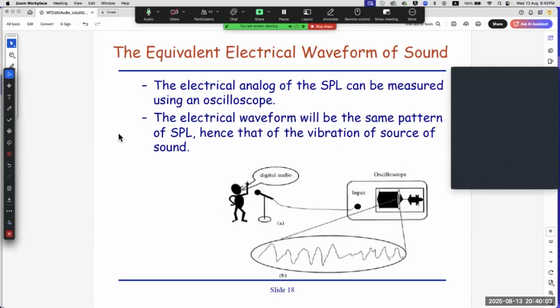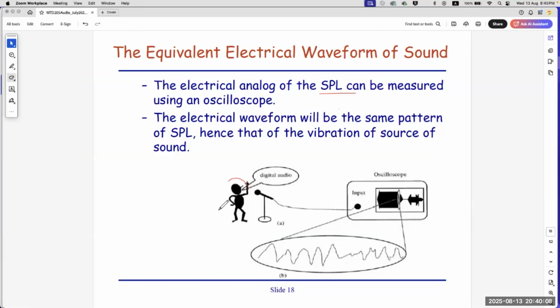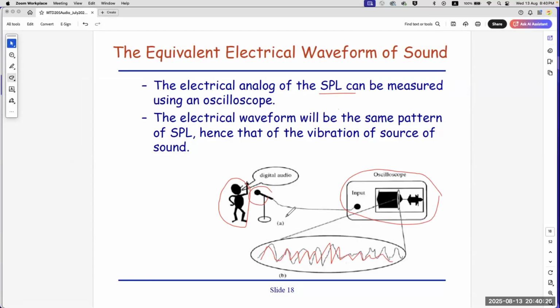And of course, last but not least, before we call a short break, is sound pressure level. If this is you, of course, you're much more beautiful and handsome than this guy here. When you sing a song, you are picked up by this microphone, which converts sound to an electrical signal. If you use a device called an oscilloscope, you can measure the electrical representation of what this guy is singing. This is the electrical analogy of sound pressure level, and it is the same pattern. The fluctuation is in tandem with what you sing, which causes the vibration of the air particles.